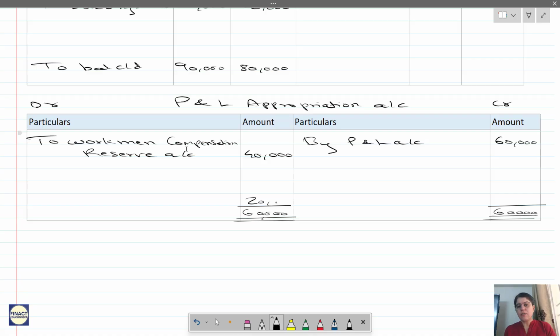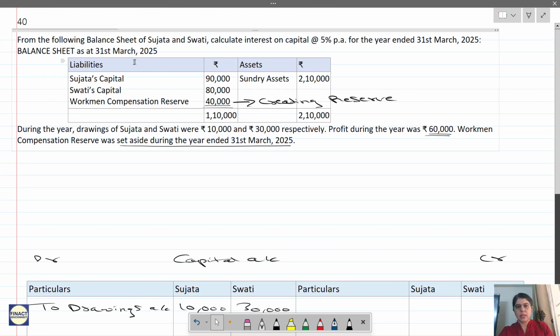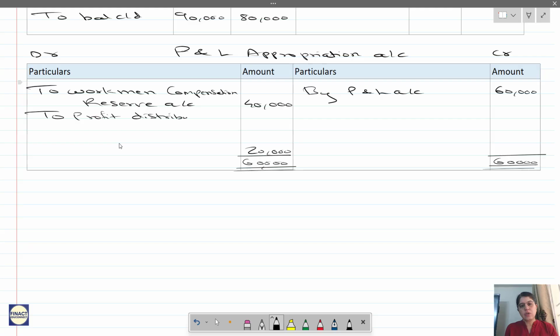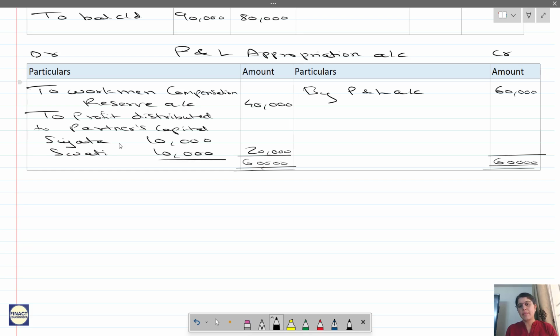This 20,000 will be distributed to partners in their profit sharing ratio. Let us see what is their profit sharing ratio. Okay, nothing is given, so profit sharing ratio is equal. Profit distributed to partners' capital, correct? So you have Sujata and Swati and 10,000, 10,000, correct?